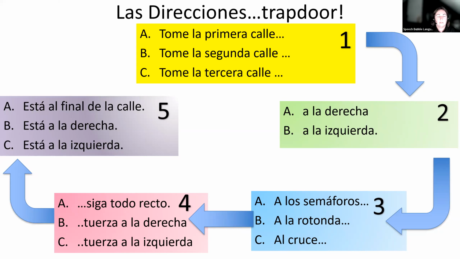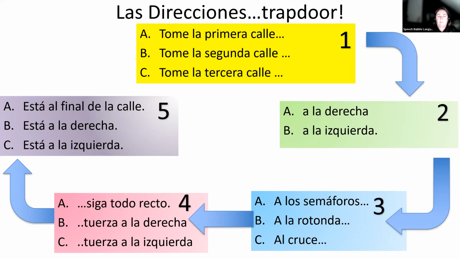Lorna. Tome la segunda calle a la derecha y cruce la plaza. So we are turning second right, crossing... I've forgotten the last piece, sorry. Plaza. The plaza can be the square. Okay, cruce la plaza.